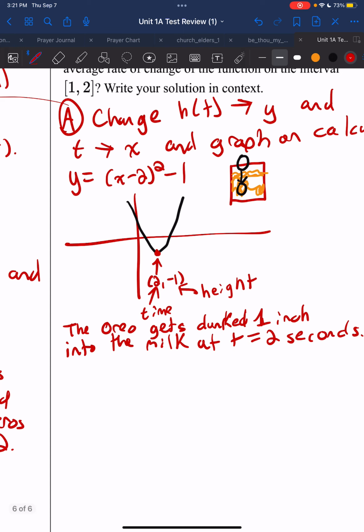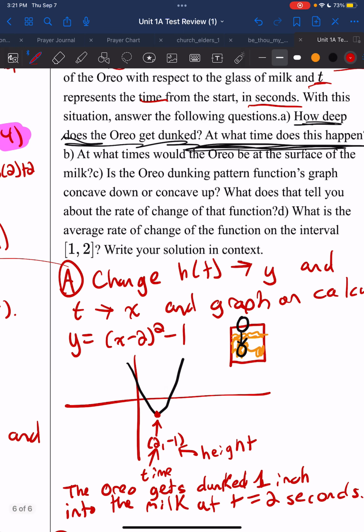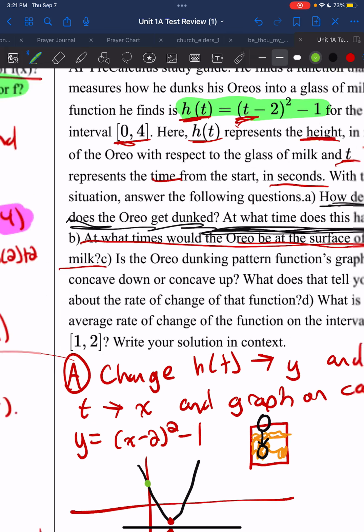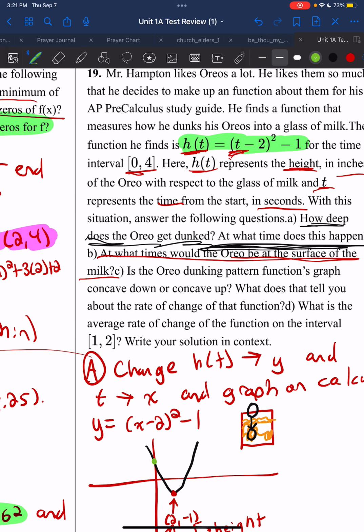Okay. B. It says, at what times would the Oreo be at the surface of the milk? Because once again, we're tracking our height here. So let me change colors here. If I think about it in green, I'm starting here really, because my function is only defined for the interval [0, 4]. Circling that a bunch of times up here, [0, 4]. My function is only defined from 0 to 4. So I start at 0 here. This is my starting height.